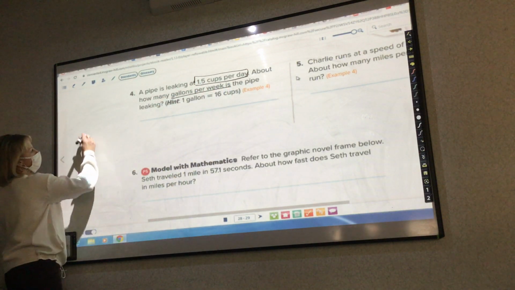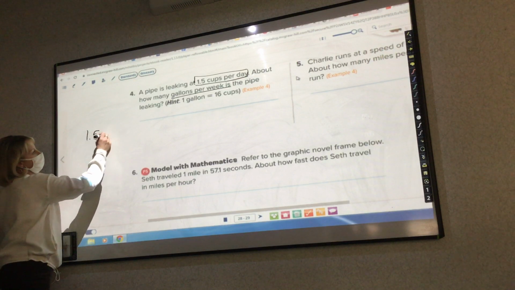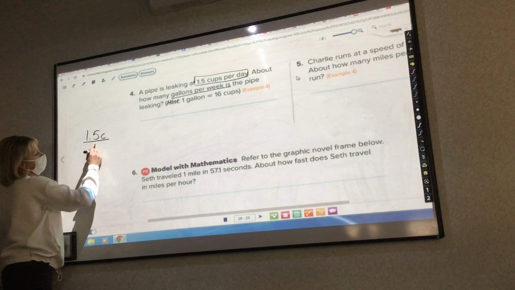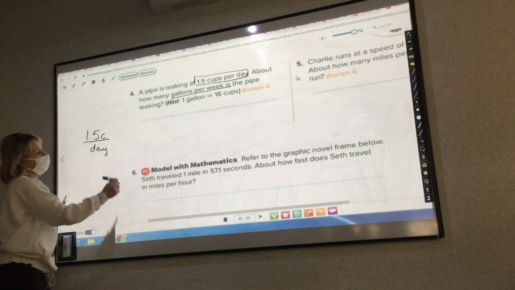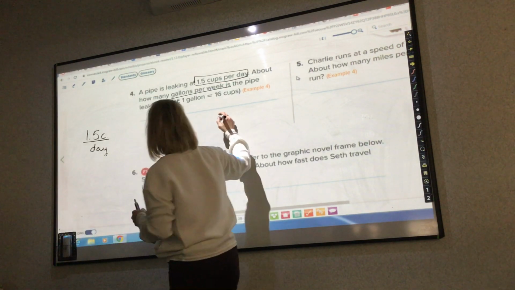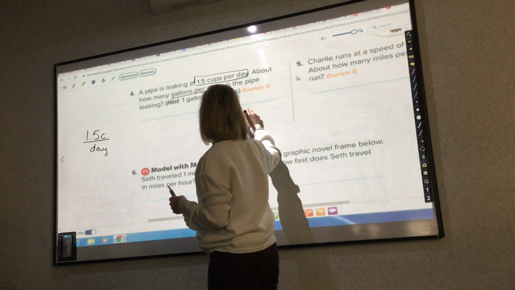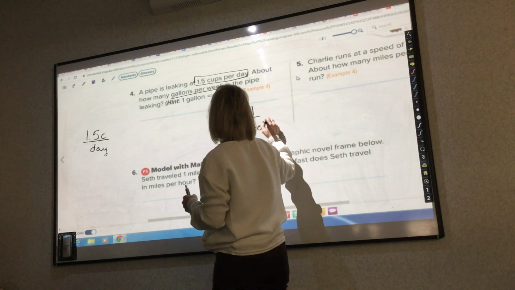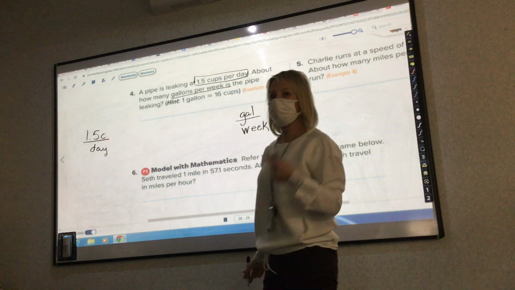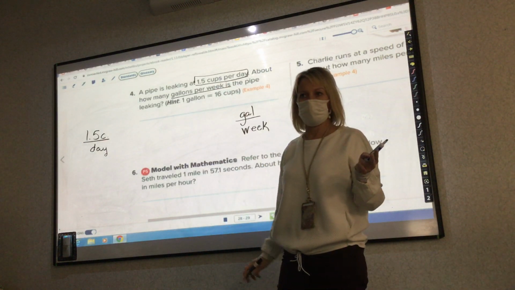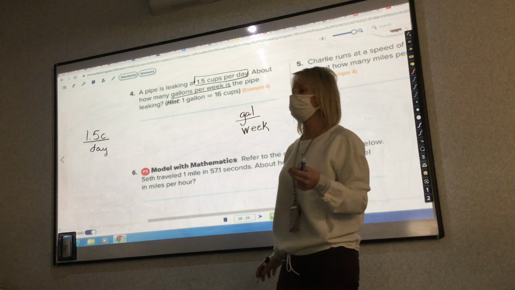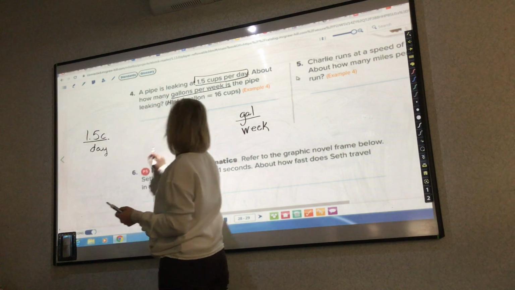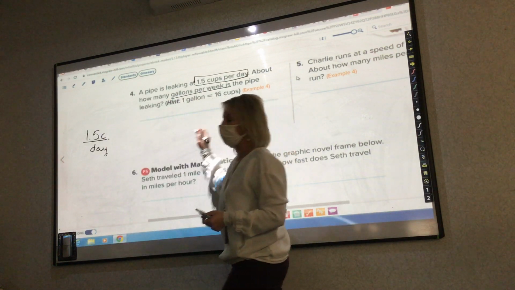Start on your left. 1.5 cups per day. At the end, I want my label to be gallons per week. So I have to change both labels. I have to change both types of measurement. So I'm going to start with cups, and I'm going to change it to gallons.